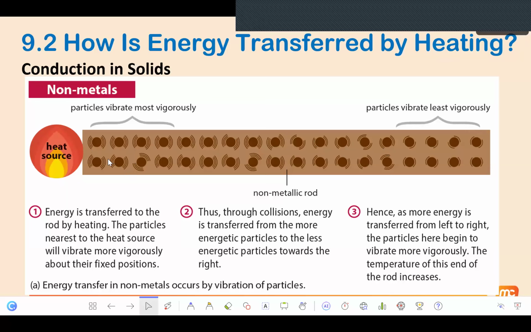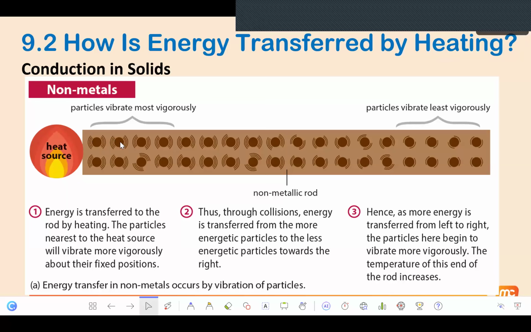This rod is touching the heat source. In order for conduction to happen, there must be direct contact with the heat source. Energy is transferred to the particles nearest to the heat source. The particles over here will gain kinetic energy and vibrate faster. Imagine this is a solid rod. The particles start to vibrate faster, and then they will collide with their less energetic neighbors and pass the energy over to them.